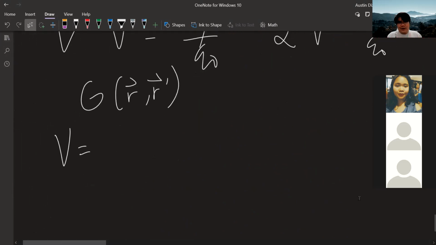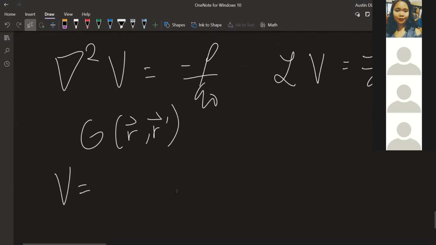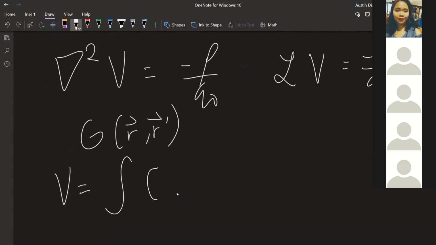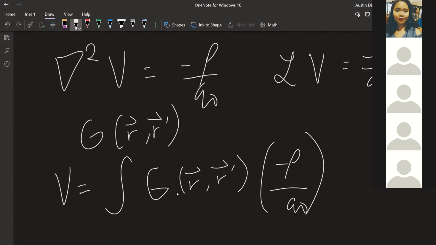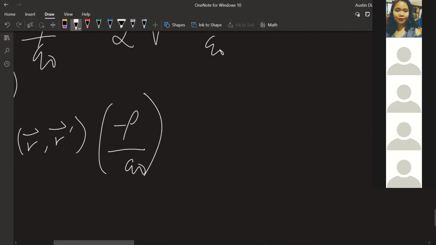Okay, so anong solution? Ross, anong solution dapat? Sir, integral po ng Green's function. Okay. Negative rho over epsilon naught. Okay, very good. Integral with respect to, this is R prime. This is d tau. Okay.